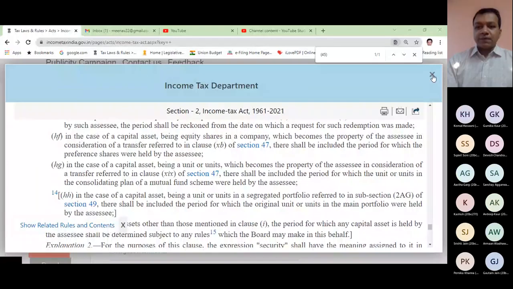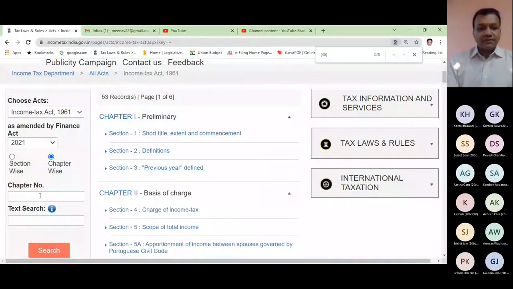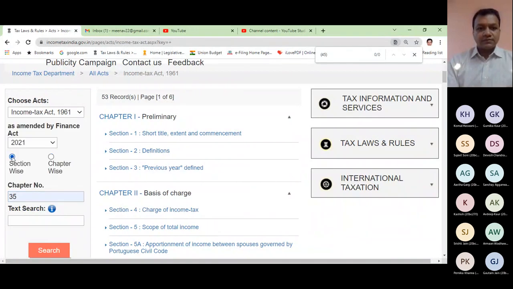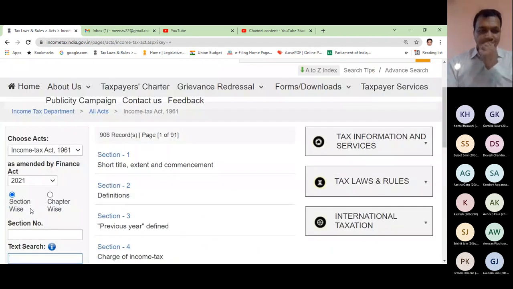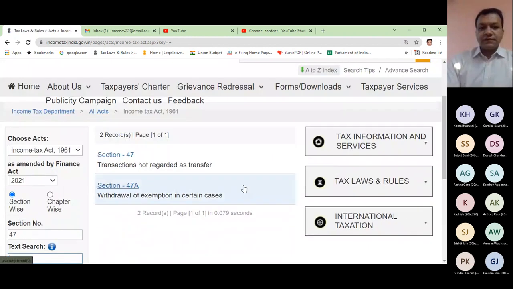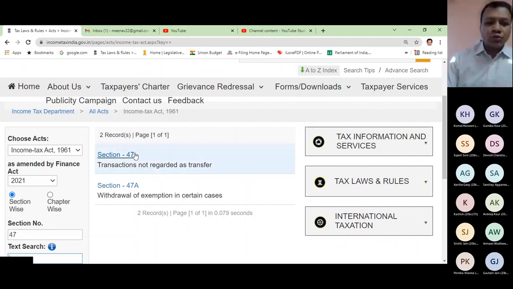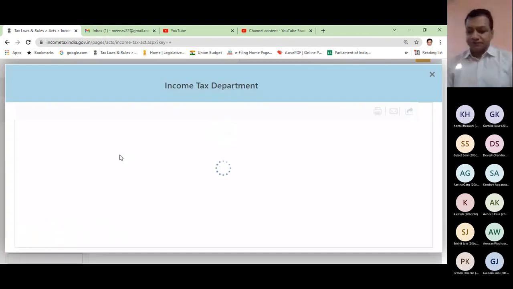Section 47. Just let us go and type here. Section 47. I hope this screen is visible. Is the screen visible? Yes, sir. Okay. Transactions not regarded as transfer. Click section 47.